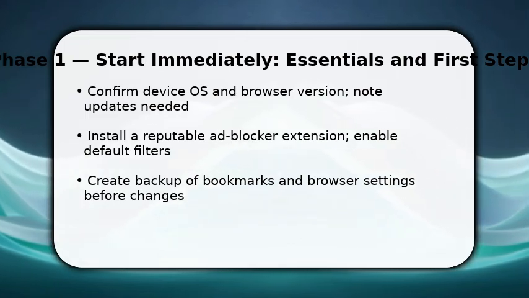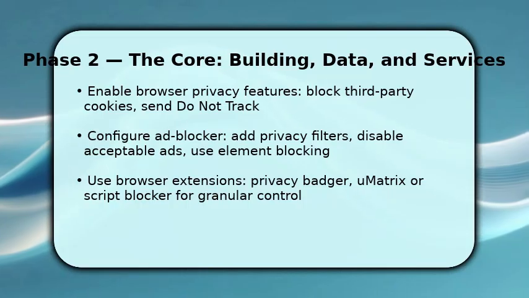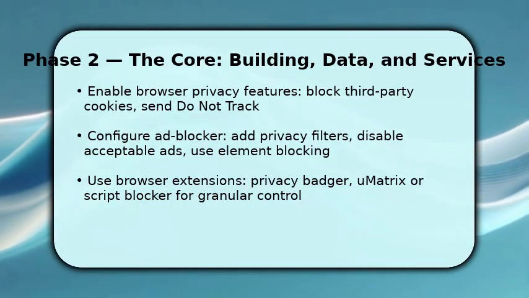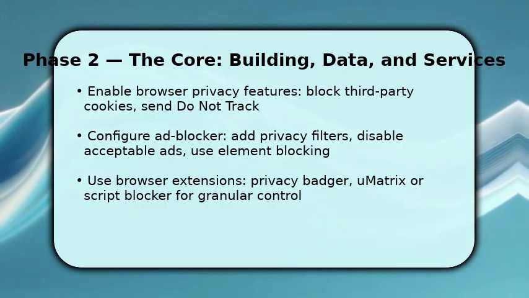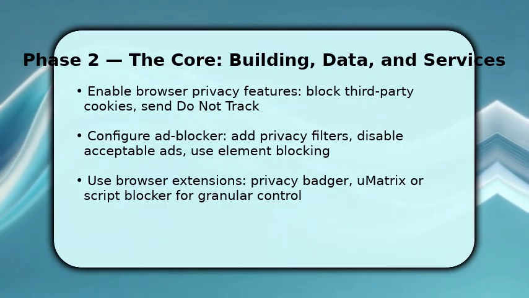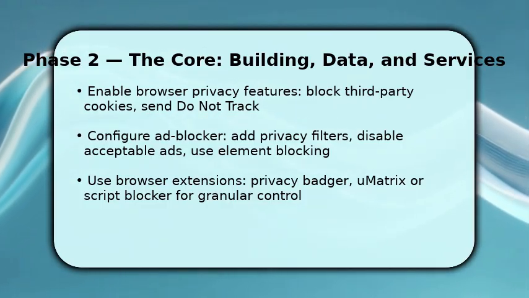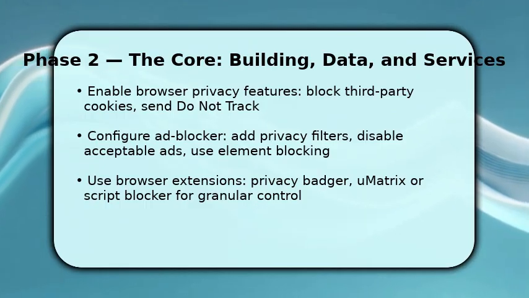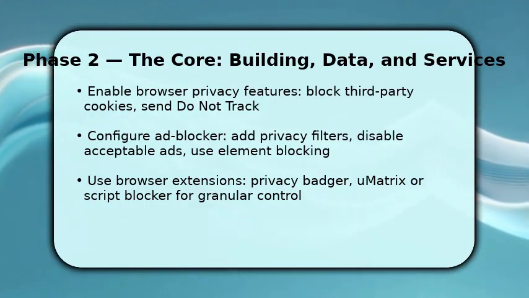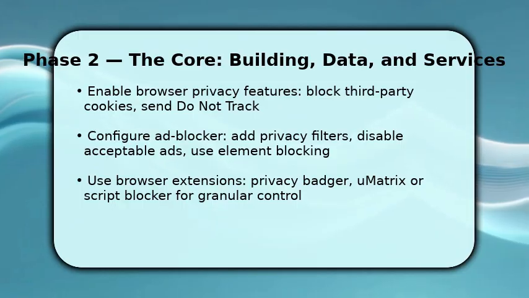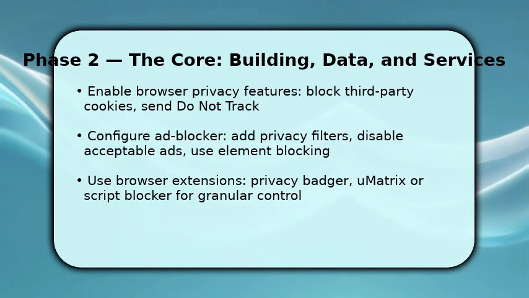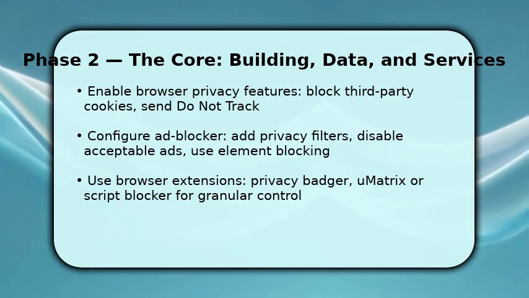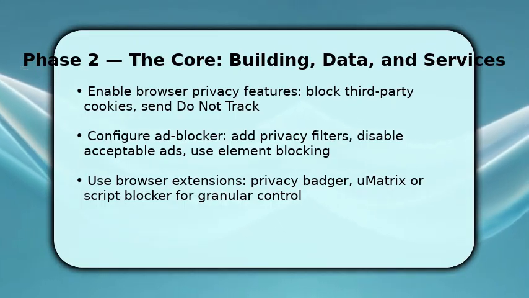Next, harden the browser. Turn on block third-party cookies and send do not track headers to reduce tracking. Then, open your ad blocker and add privacy-focused filter lists. Turn off any acceptable ads option and use element blocking for persistent banners. For complex pages, add a script or content blocker to stop third-party scripts from loading altogether. These layered measures remove trackers at multiple points. They require more configuration, but give much stronger and consistent ad reduction across sites.